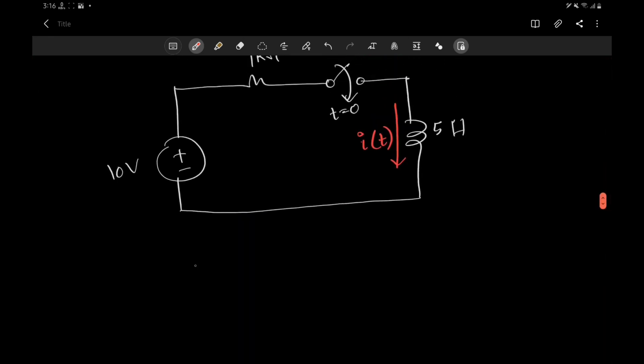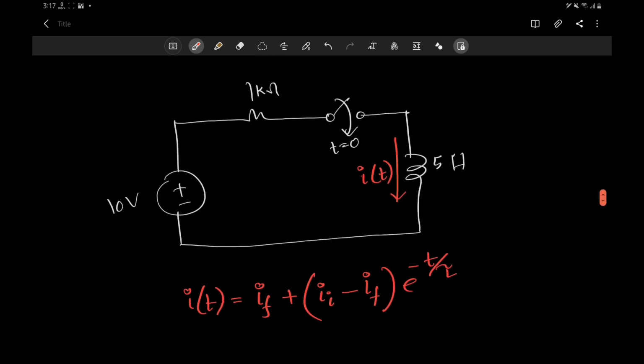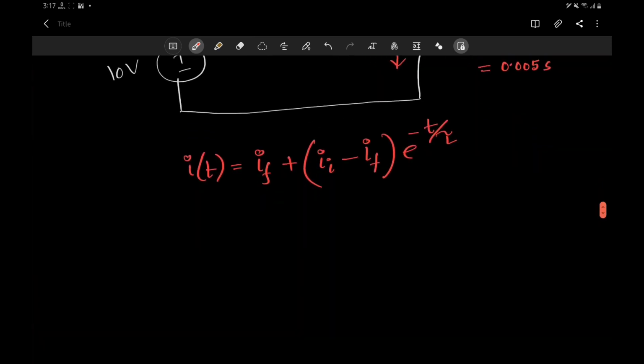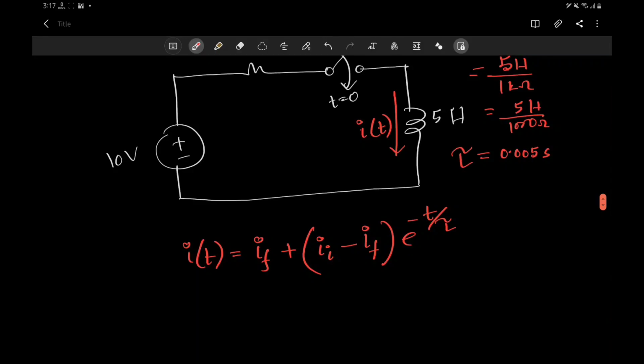Well, the expression will be I of t equals the final current plus initial current minus final current, e to the power minus t divided by tau. So first of all, what's the value of tau here? Well, because we are using an inductor, the equation will be L divided by R. The L here is 5 Henry and the R here is 1 kilo ohm, or you can say 5 Henry divided by 1000 ohm, and this is basically 0.05 seconds because Henry and ohms are both SI units. So that's the value of our tau.